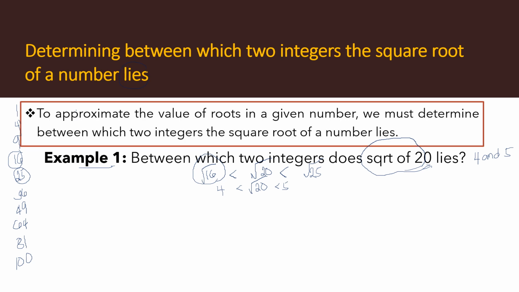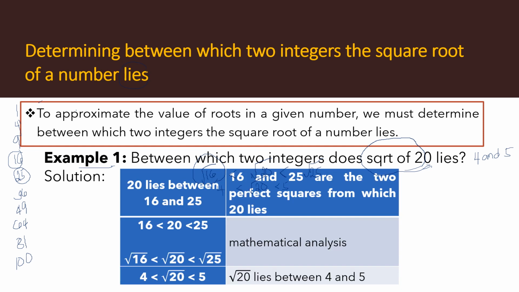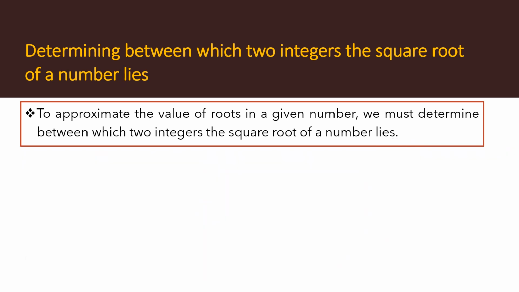So this is our rule on how we have obtained our answer. To approximate the value of roots in a given number, we must determine between which two integers the square root of a number lies. All right. So that is the same solution that I've shown you. So again, the answer is 4 and 5. Square root of 20 lies between 4 and 5. Next example.